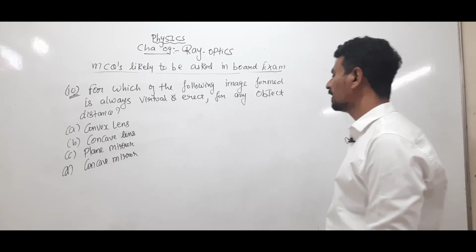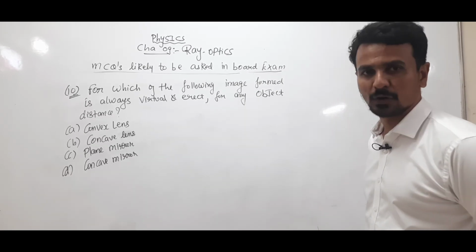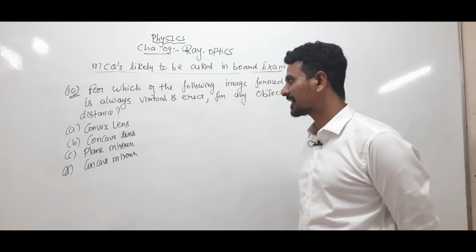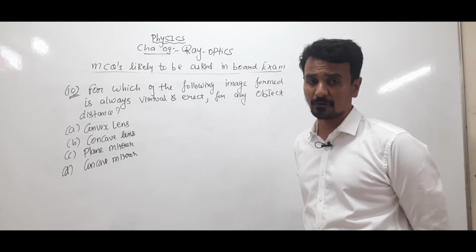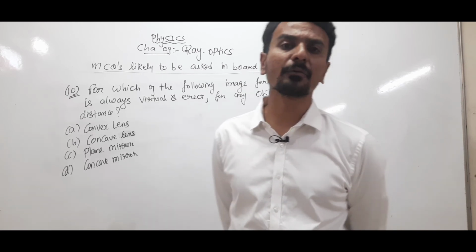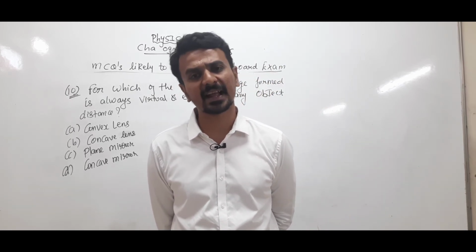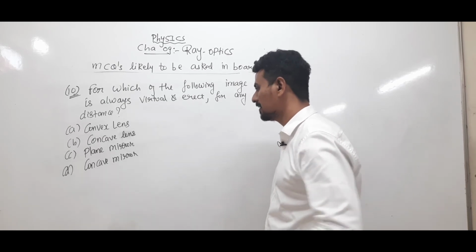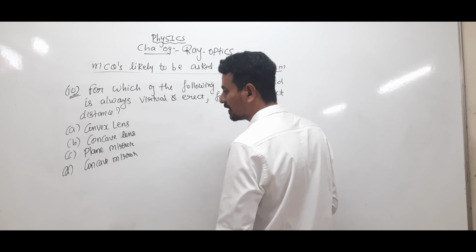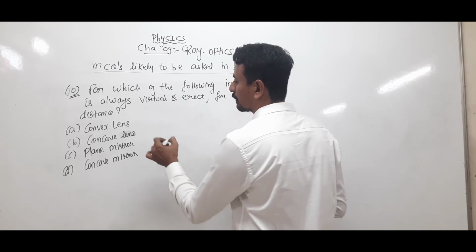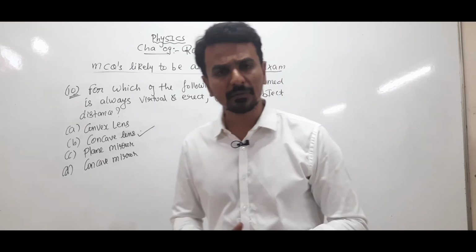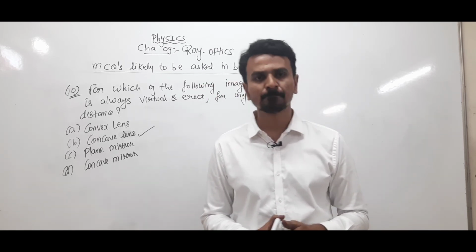Tenth one. For which of the following is the image formed always virtual and erect for any object distance? The image is always formed virtual in the case of a concave lens and a convex mirror. A convex mirror and a concave lens will always form a virtual, erect and smaller size image. Presently we have convex lens, concave lens, plane mirror, concave mirror. So concave lens is the correct option. Both concave lens and convex mirror will always form a virtual image. Fine. The next one.